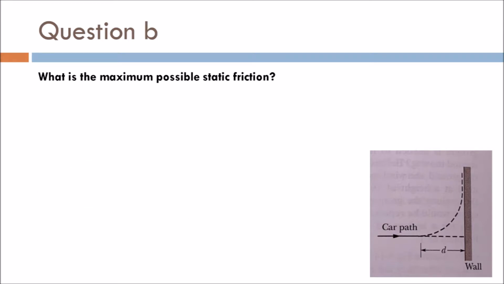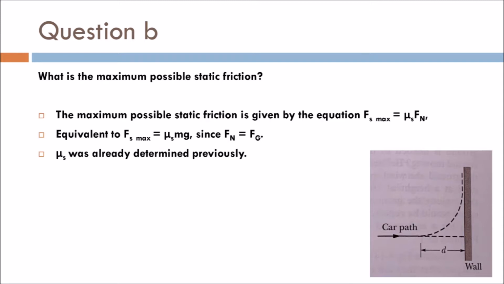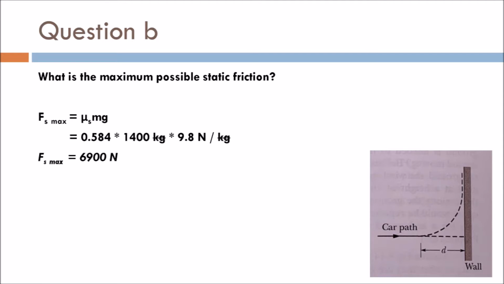Now let's solve question B, which is even more straightforward than question A. There is an equation that directly determines the maximum static friction force, and combined with the fact that the normal force is equal to the gravitational force, this question is super easy. Plugging in the values, we get Fs max is equal to 6,900 newtons, which is a lot of newtons.